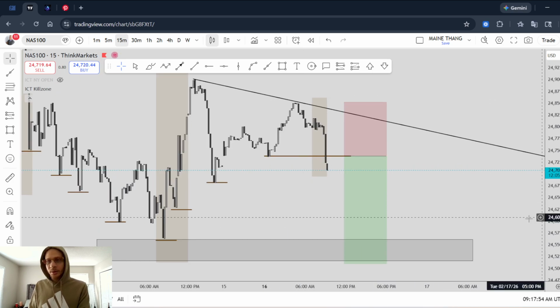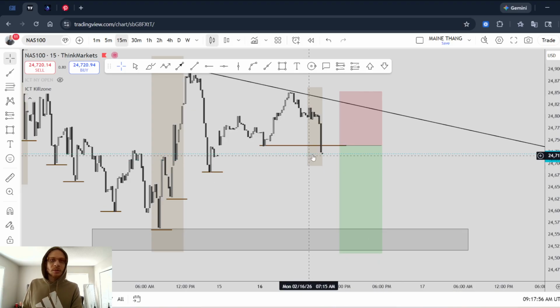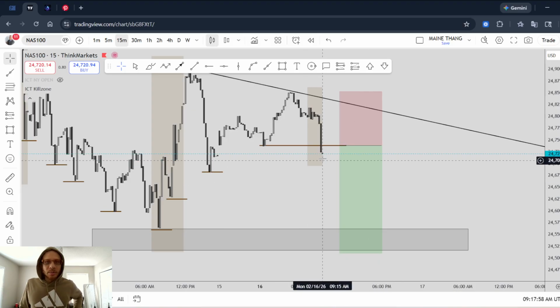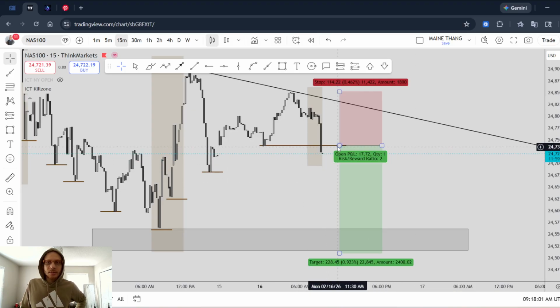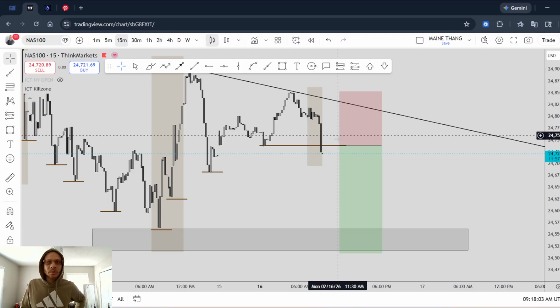Market opens in 13 minutes. So we got this break right here. Hopefully when market opens, we can get a retracement up. Price comes up like this. So we want to see this, and then entry around this area.